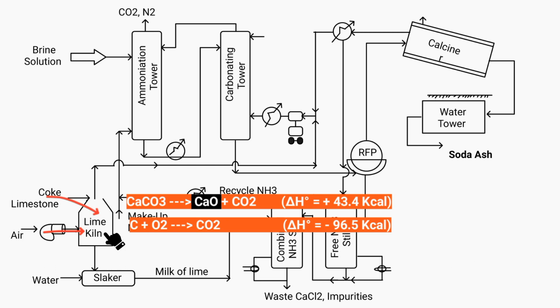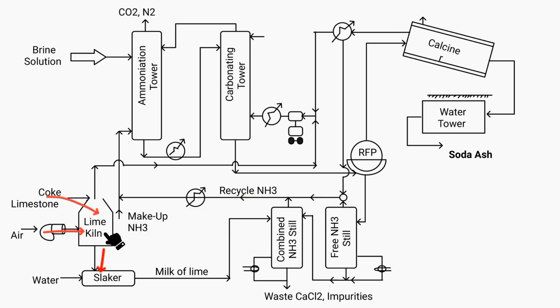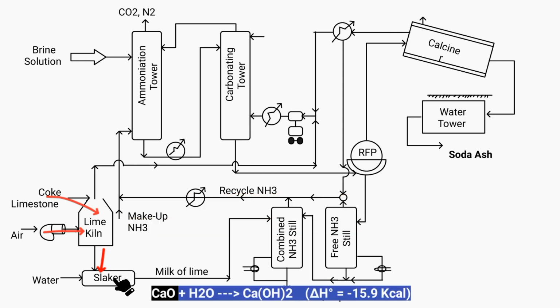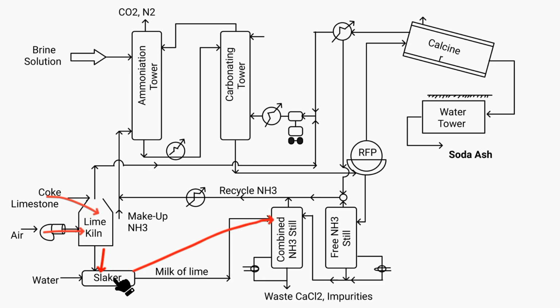The calcium oxide produced in the kiln passes through the bottom section and is sent to the slaker. In the slaker, the calcium oxide reacts with water to form calcium hydroxide, also known as milk of lime. Finally, the calcium hydroxide is sent to still tankers for further processing, while the carbon dioxide is passed on to the next process.